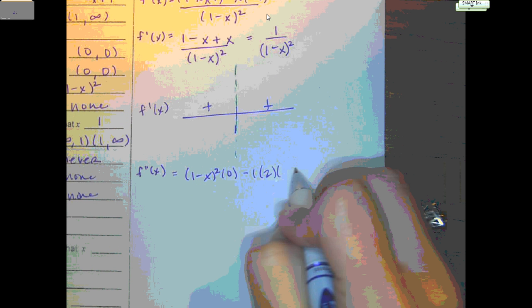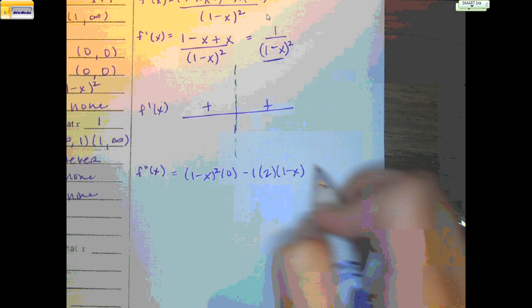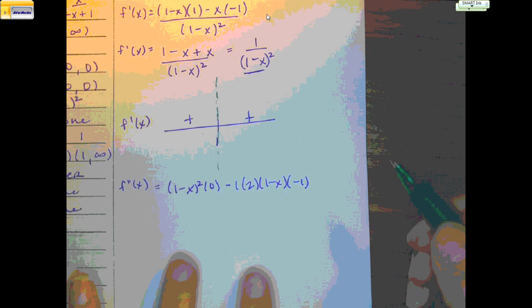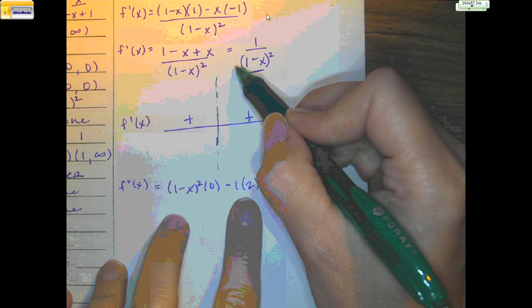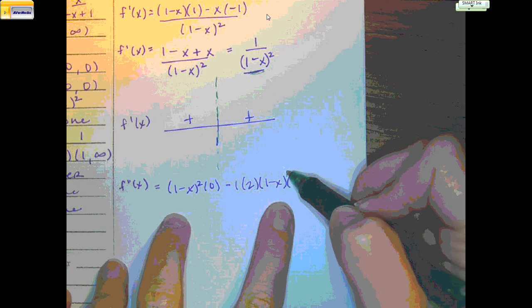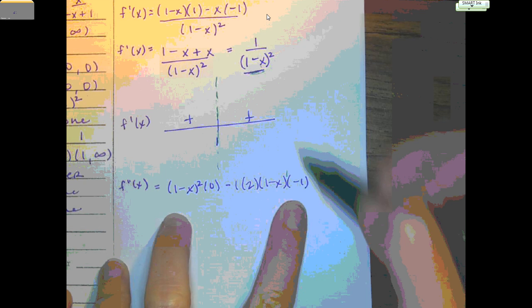I'll explain this one last time. This 2 pops over to the front. Leave the inside alone. It was squared. Now it's to the first. Derivative of the inside is a negative 1. Over bottom squared. So we have 1 minus x to the 4th power.